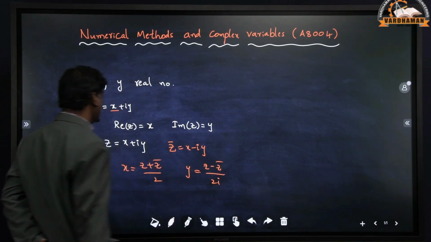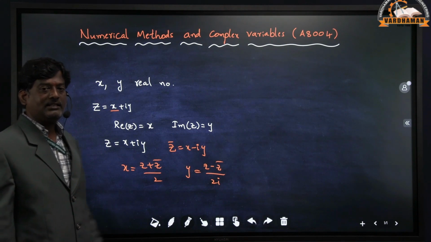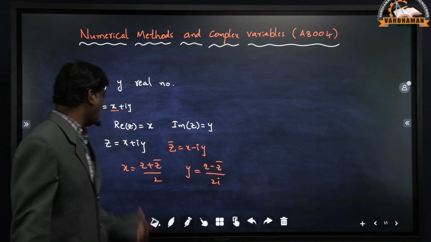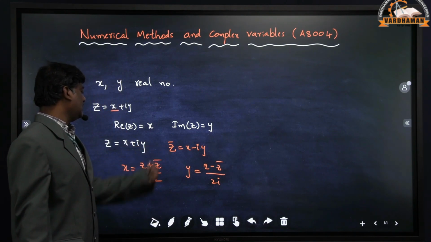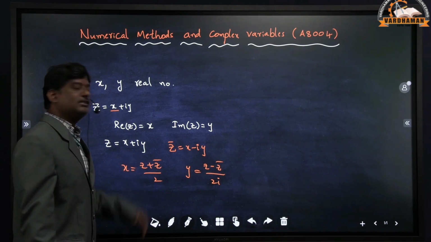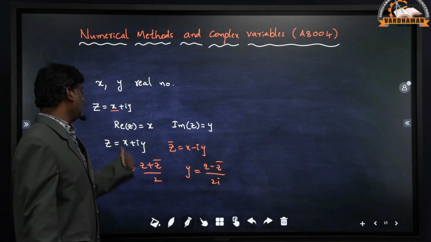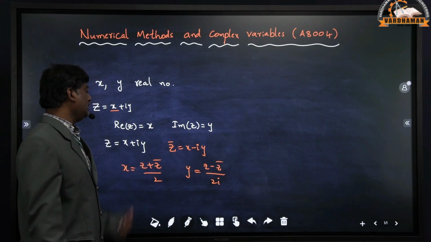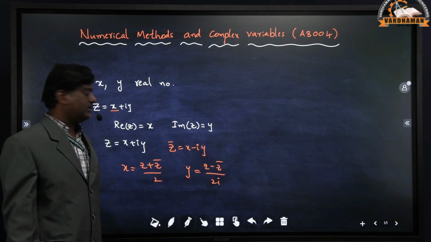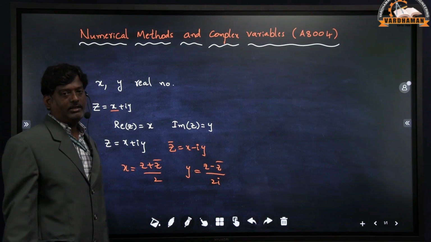In terms of z, if I need x, using this principle, just add z and z bar, you get 2x, that is x is equal to (z plus z bar) by 2. If you subtract, z minus z bar, iy plus iy is 2iy, so you get z minus z bar is equal to 2iy, that is y is equal to (z minus z bar) by 2i.